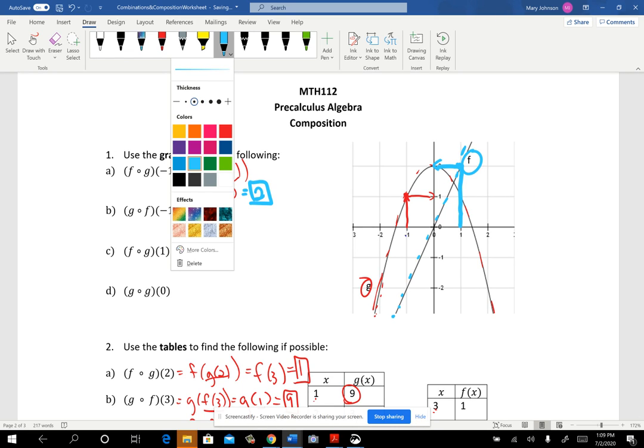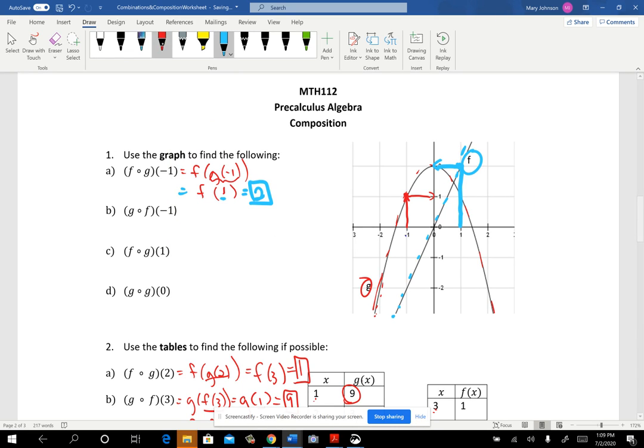Okay, all right, so now let's do another one. So here the g and f are switched around. So here I'm trying to do g of f of -1. All right, so let me clean up my picture. Not mess it up. Let's clean it up.